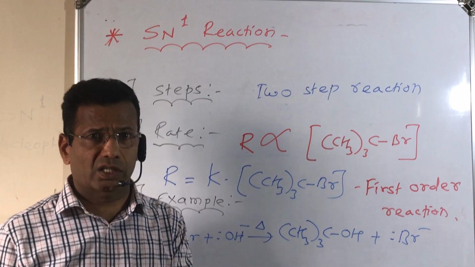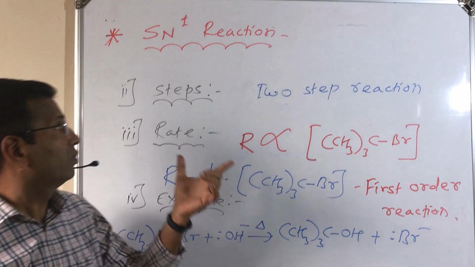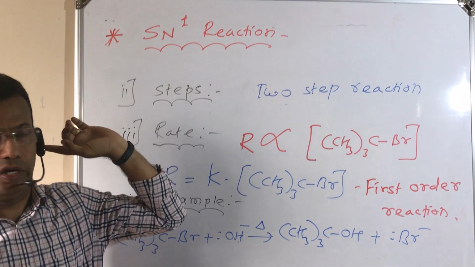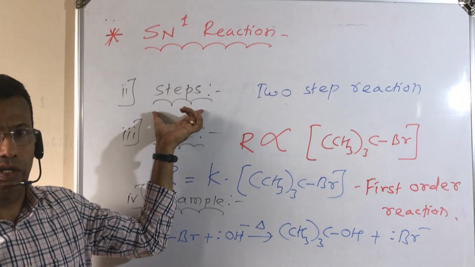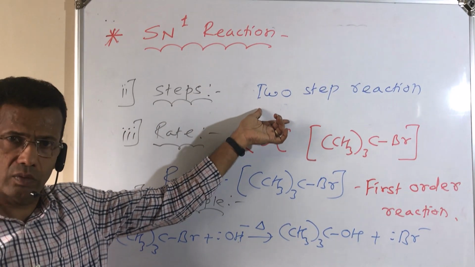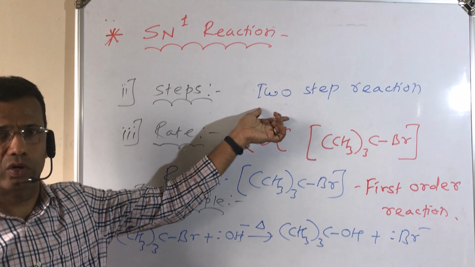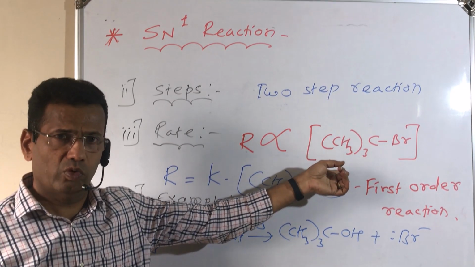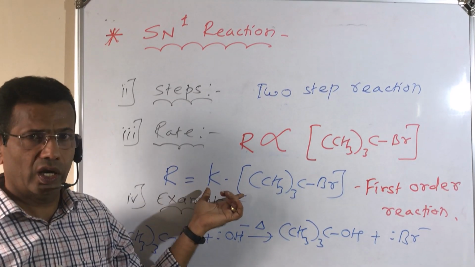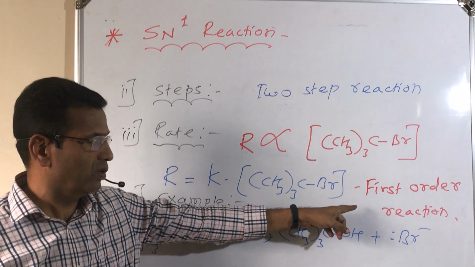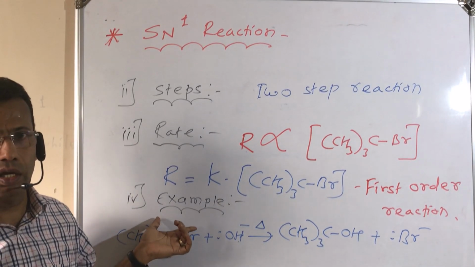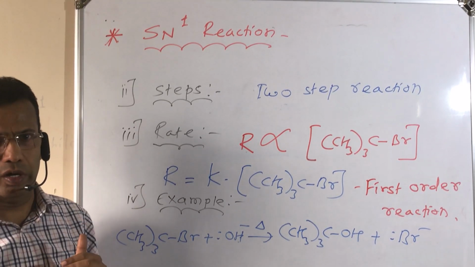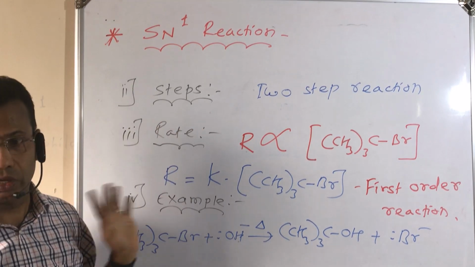So in comparison with SN2, the 4 points of SN1 are: first one is the long form, substitution nucleophilic unimolecular reaction. SN1 takes place in two steps. First step is the formation of carbocation, second step is the formation of the product tert-butyl alcohol. The rate of SN1 is directly proportional to the concentration of tert-butyl bromide, where R equals K into the concentration of tert-butyl bromide. It is a first order reaction, and the example is alkaline hydrolysis of tert-butyl bromide. So the same 4 points like SN2 we have seen in SN1.